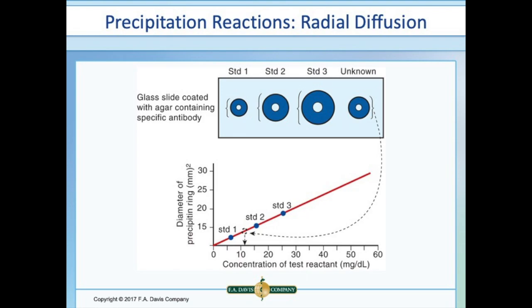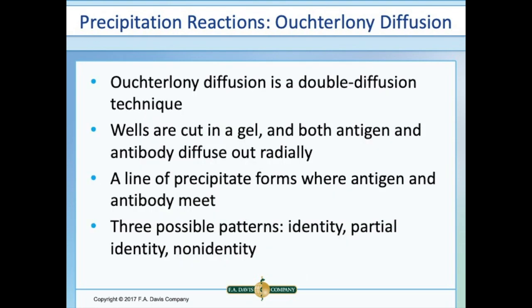And then down here, most likely, the concentration of your unknown is 11 milligrams per deciliter. Okay? So that's the radial diffusion. Another example of a precipitation reaction is the Ouchterlony diffusion. Ouchterlony diffusion is a double diffusion technique. Here, wells are cut in a gel and both antigen and antibody are allowed to diffuse radially. So you'll be able to see a precipitin line after the antigen and antibody have met.